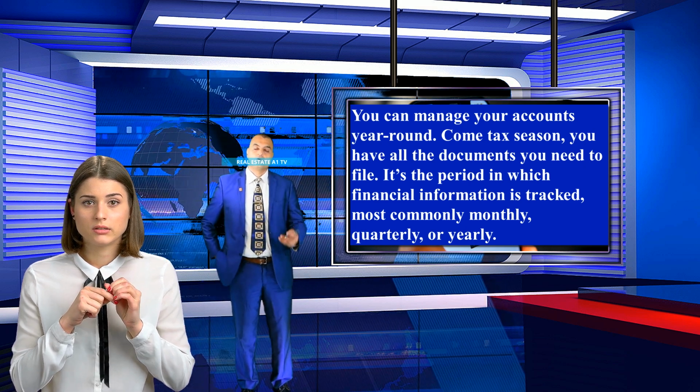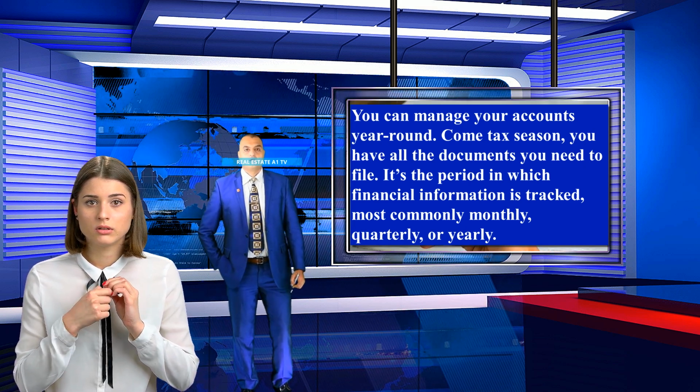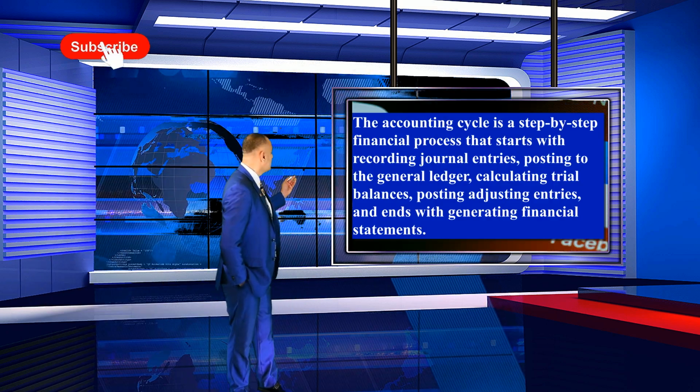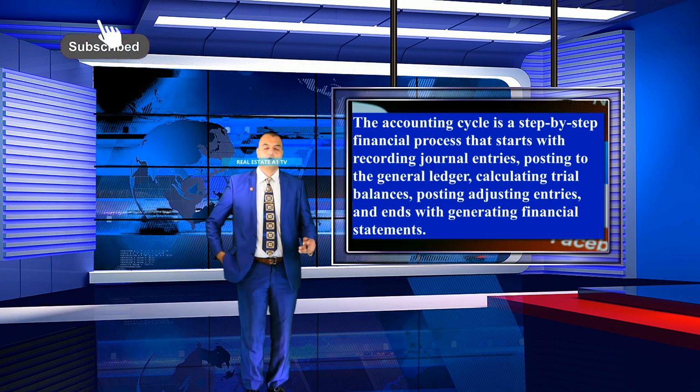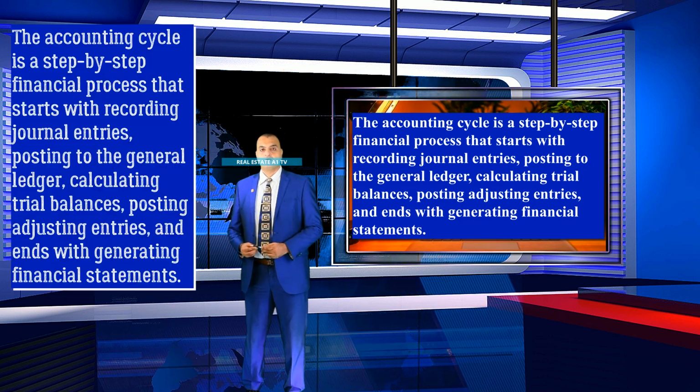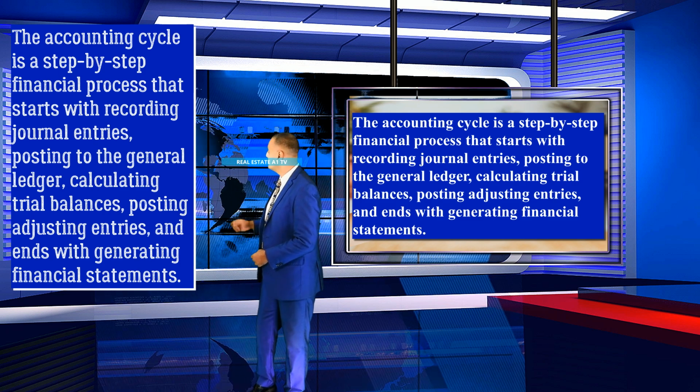It's the period in which financial information is tracked, most commonly monthly, quarterly, or yearly. Accounting cycle. The accounting cycle is a step-by-step financial process that starts with recording journal entries, posting to the general ledger, calculating trial balances, posting adjusting entries, and ends with generating financial statements.